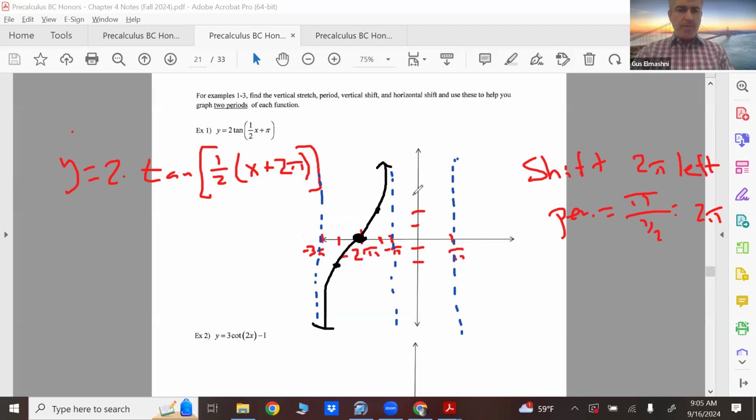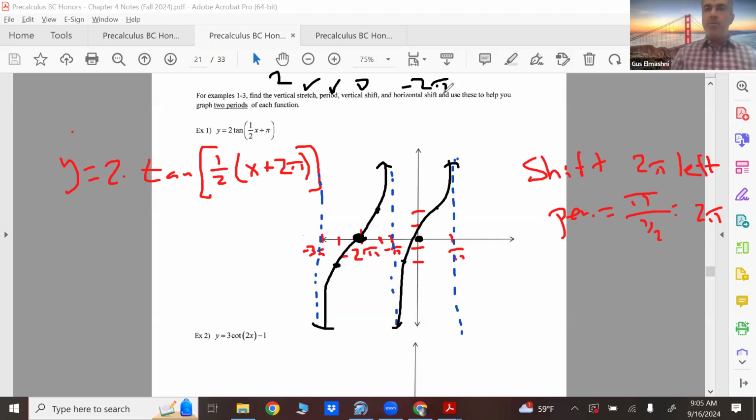And the middle is at 0. I didn't do it to scale, so be it. It's fine. Okay, here we go. Not the best drawing, but we got it. Okay. You're asked to state period, which you did. Vertical stretch, which is 2. Vertical shift is 0. Horizontal shift we did. Yeah, we're all good.